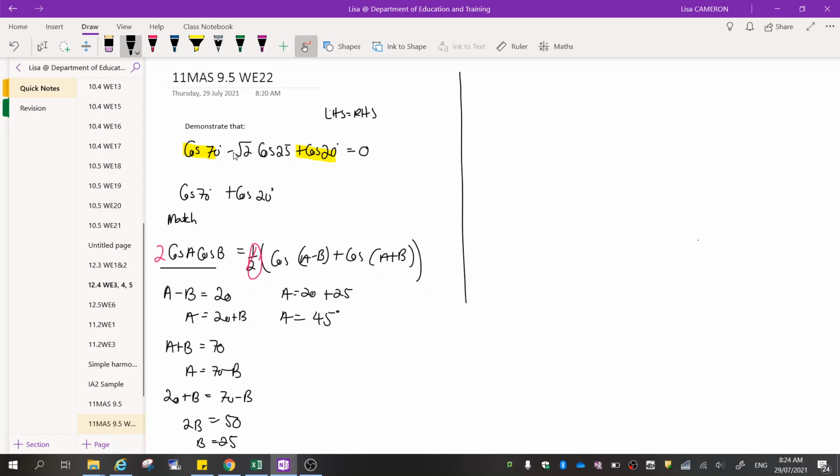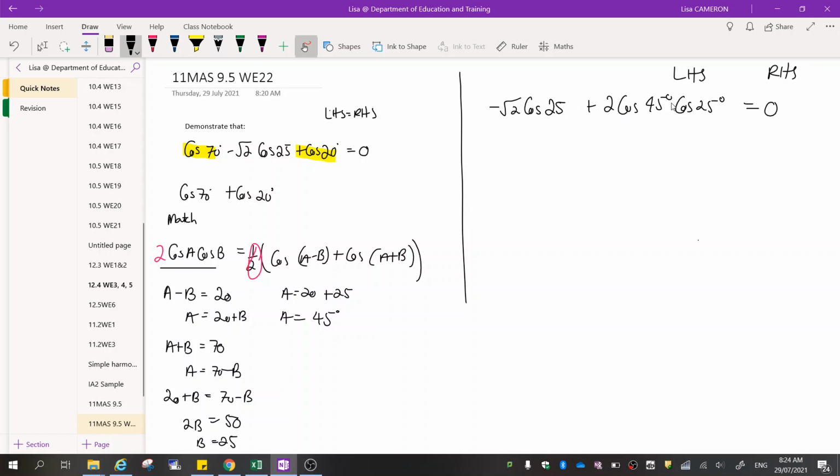Now, I never touched this, so I'm going to state that first. Minus root 2 cos 25. Now I'm going to put plus here. This is 2 cos. Our value of A is 45 degrees, and our value of B is 25 degrees. Okay, and we're trying to prove that the left-hand side is equal to the right-hand side.